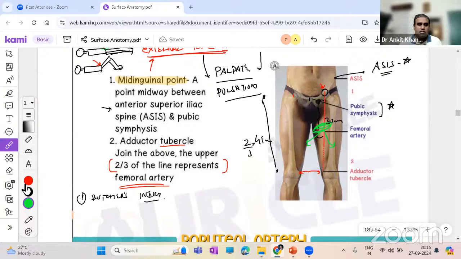The second applied importance, and these are special cases, so any injury over here, you should be well aware. The second applied importance is over here. Just medial to the femoral artery, you have one more structure. What is the name of that structure? That structure is your femoral vein. It is just medial to the femoral artery, not lateral, just medial. So what is the use of it?